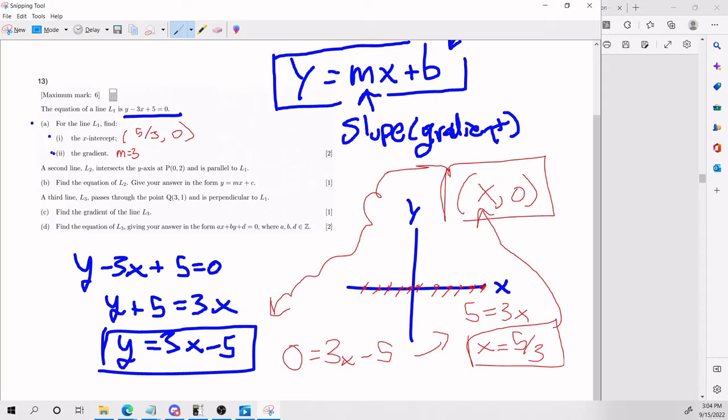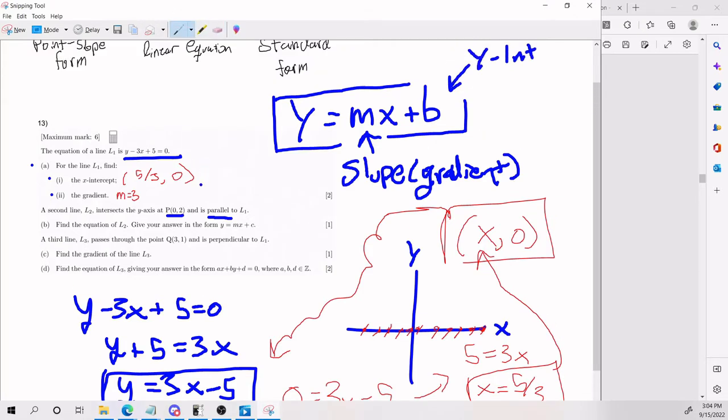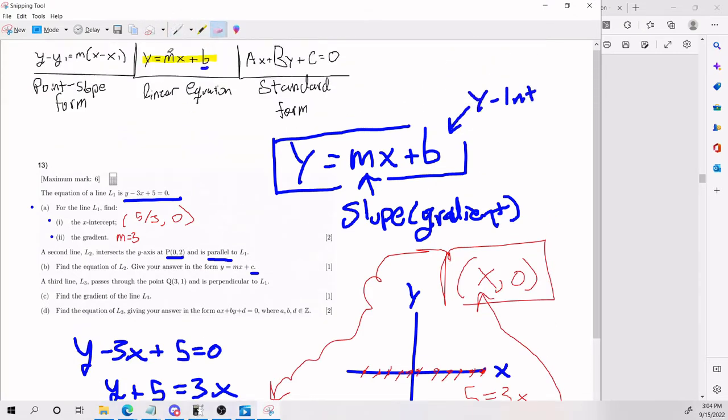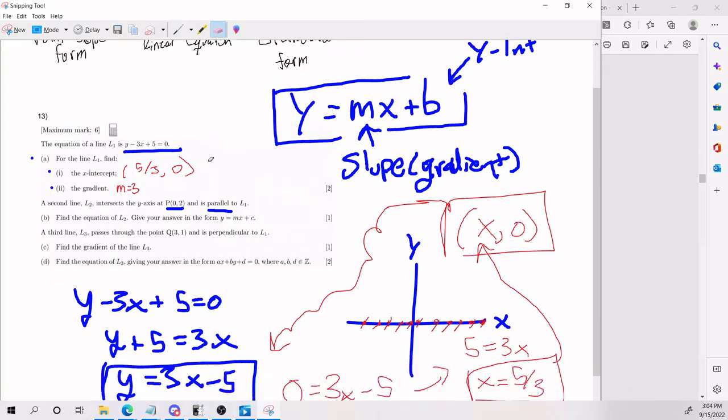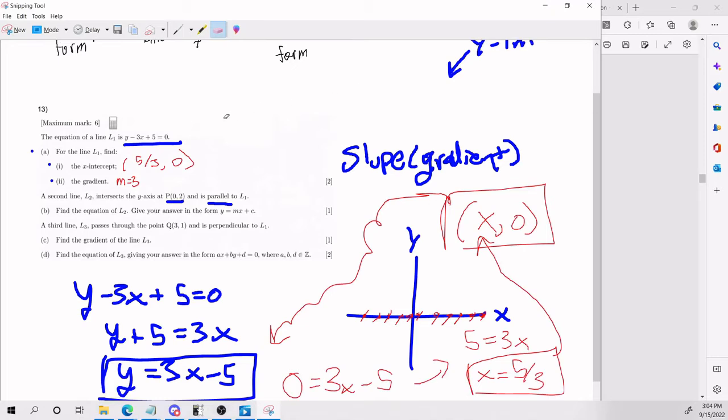For the second part, part B, they tell us that a second line L2 intersects the y-axis at this point here and is parallel to L1. We need to find the equation of L2 and give our answer in the form y equals mx plus c. I put it as plus b, but honestly, it's the same thing. They're synonyms.